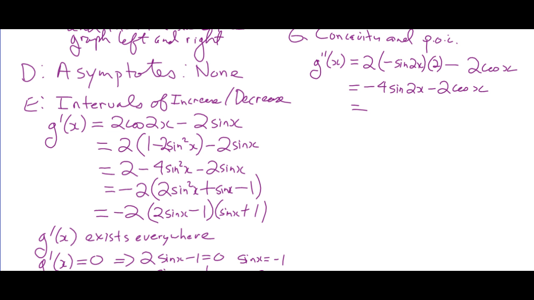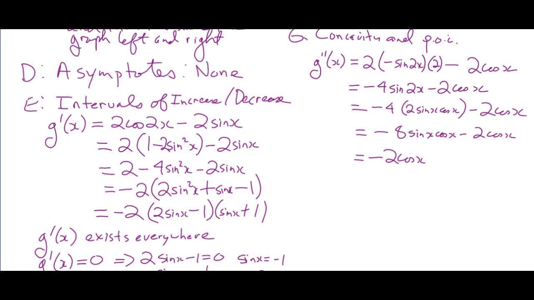To be useful, we're going to replace the sine 2x with 2 sine x cos x, because we need to do something with it. We need to find where this is 0. So minus 4 times 2 sine x cos x minus 2 cos x, minus 8. Oh, factor it. Let's write it out. Minus 8. Okay, so negative 2 cos x, 4 sine x plus 1.